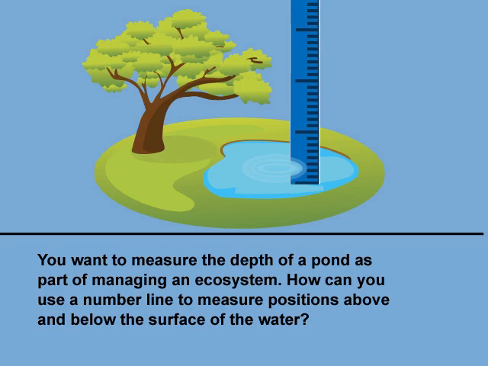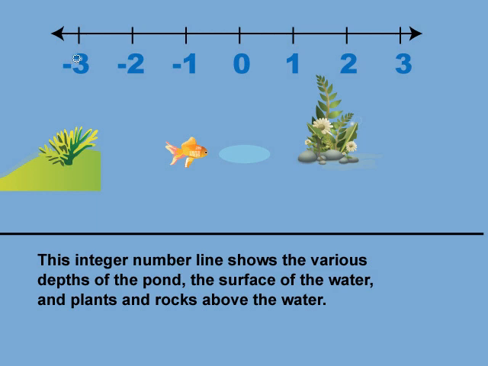You want to measure the depth of a pond as part of managing an ecosystem. How can you use a number line to measure positions above and below the surface of the water? This integer number line shows the various depths of the pond, the surface of the water, and plants and rocks above the water. This part of the number line shows 3 feet below the surface of the water.